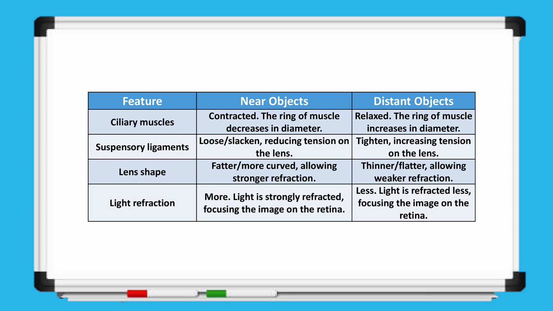The lens shape changes accordingly, it becomes fatter and more curved for near objects, allowing stronger refraction, and thinner and flatter for distant objects, allowing weaker refraction. This ensures that light refraction is optimized. Light is strongly bent for near vision to focus the image on the retina, and less bent for distant vision to achieve the same sharp focus. This table provides a simple way to see how the ciliary muscles, suspensory ligaments, lens shape, and light refraction work together to maintain clear vision at different distances.